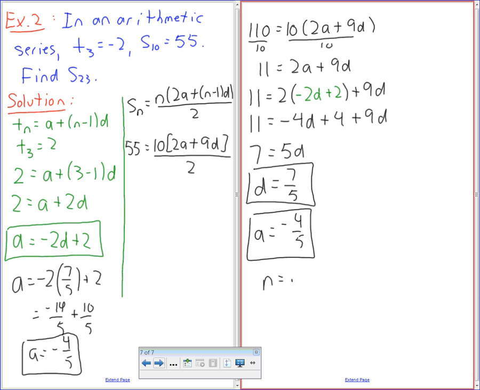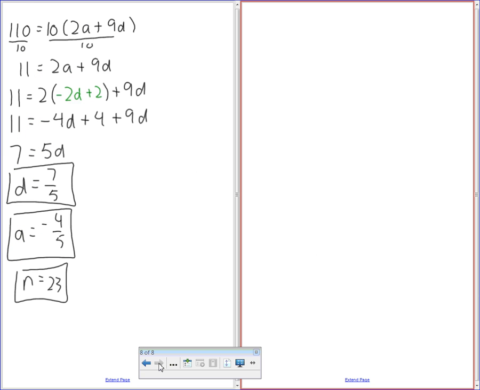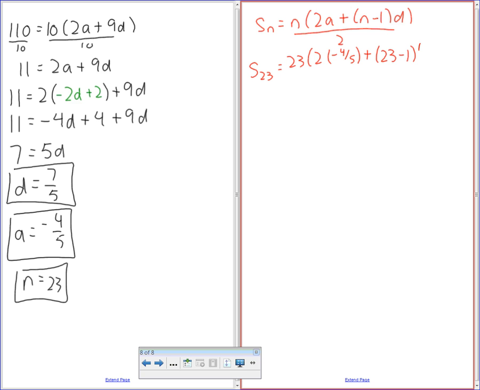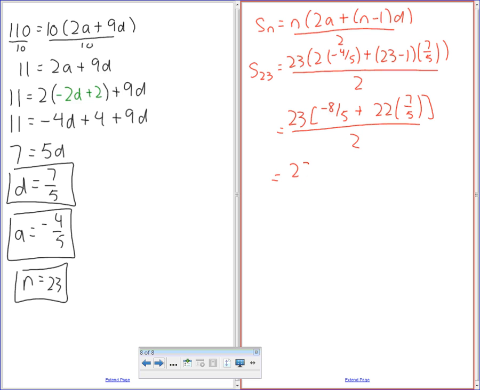And then I'm going to find n, which should equal 23 technically. On the next board, I'm going to find S23. This will be in red. So Sn equals n(2a plus (n minus 1)d) over 2. So S23 equals 23(2 times negative 4 over 5 plus (23 minus 1) times 7 over 5) over 2, equals 23 times negative 8 over 5 plus 22 times 7 over 5, over 2. 22 times 7 is 154.